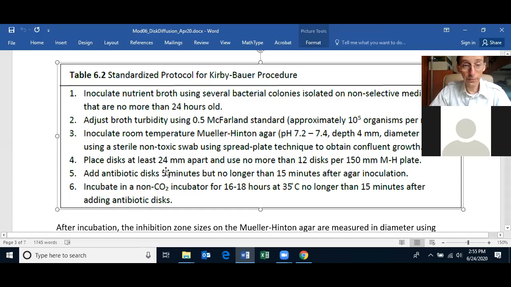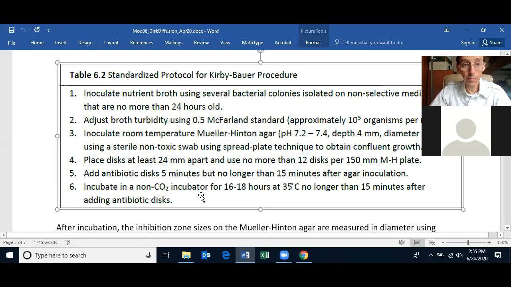And you make sure the discs are plated at least 24 millimeters apart, away from each other, and no more than 12 discs on a 150 millimeter plate. And here it is right here. You add the antibiotic disc 5 minutes after you add the bacteria, but not longer than 15 minutes after you add the bacteria to the plate.